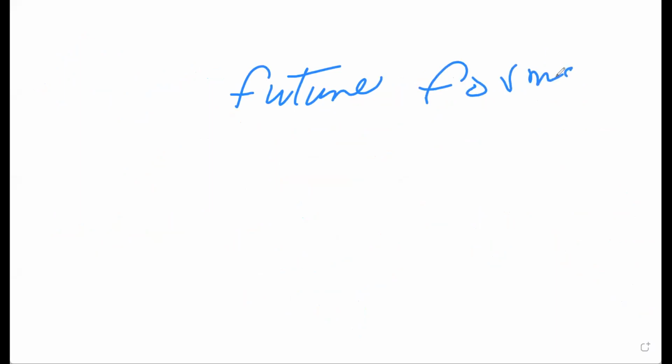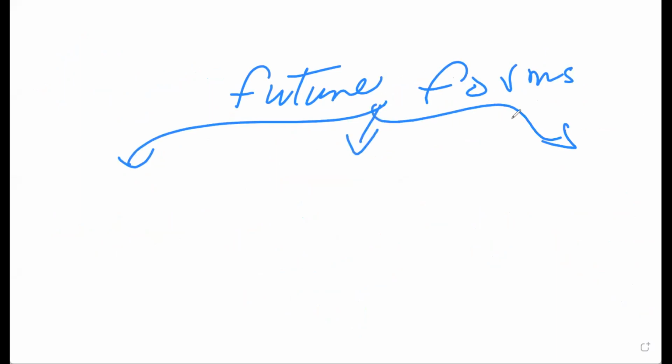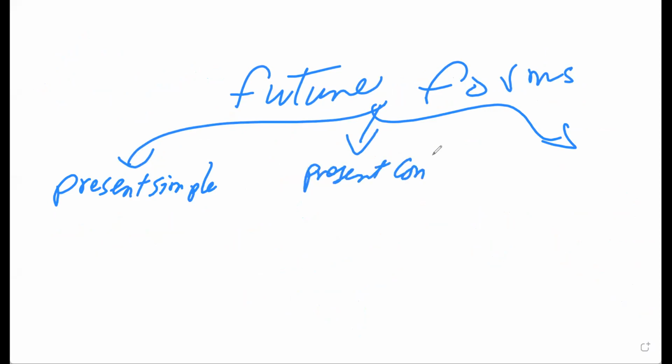Okay, future forms. Future forms. Sarah, to express future in English, we have 3 forms. We have present simple. We have present continuous. We have will.